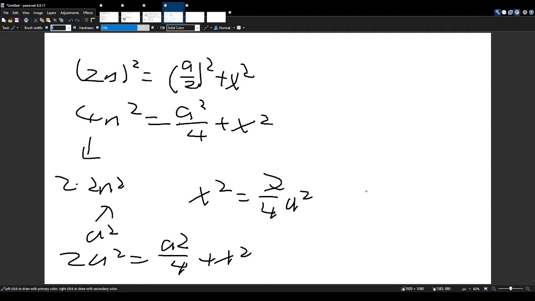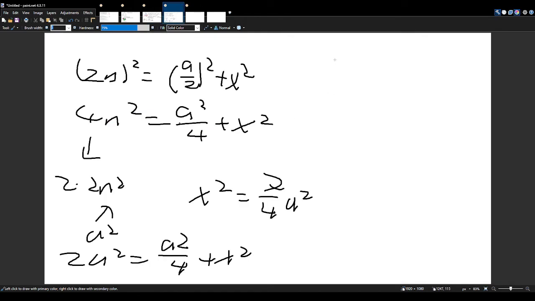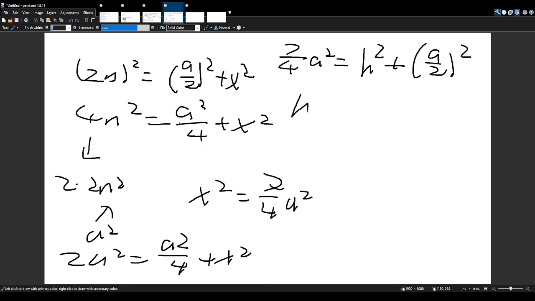Sorry, my 7's ugly. I'm writing on a mouse again. And you actually don't need to solve for x, because we're going to plug this x directly into this formula, this other triangle with Pythagorean. So 7 over 4 a squared is equal to h squared plus a over 2 squared. Okay, I'm going to skip some algebra. So h would be root 3 over 2 a.